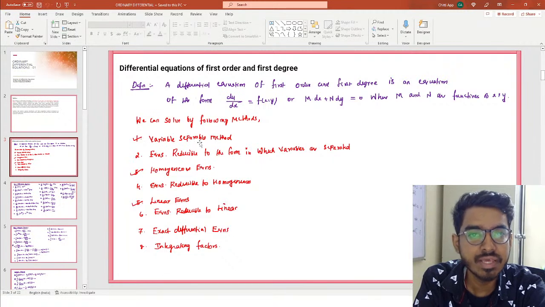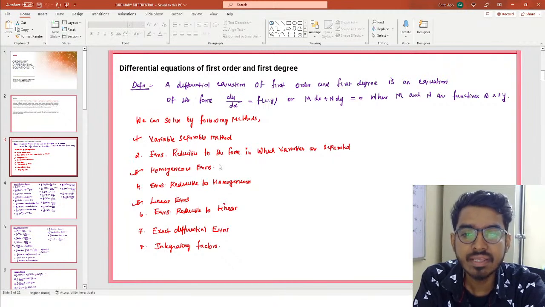The first method is variable separable method, and the equations reducible to variable separable method, and then homogeneous equations, equations reducible to homogeneous, and then linear equations, equations reducible to linear, exact differentials, and integrating factor. These are the methods. We have started the first method in the previous class itself, which is variable separable method.